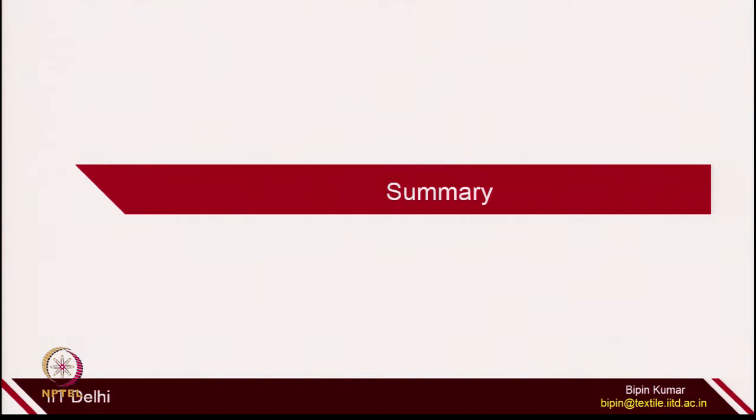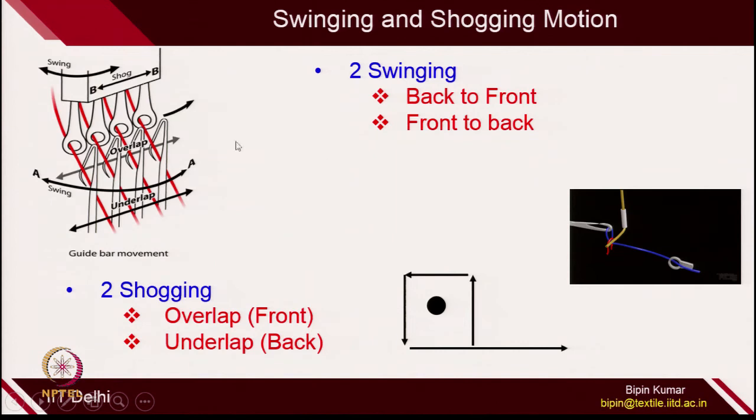So, let us summarize. I know this class looks repetitive, but it is very, very important, because I need to give a little bit of pause here. Once you completely understand swinging, shogging, overlap and underlap for each course, then only it is advisable to go for analyzing different structures. So, again this is the summary of swinging and shogging motion. So, this is the guide bar and these are the needles. So, the guide bar actually swings from one side of the needle to the other side, and also it laterally shifts along the needle bar.